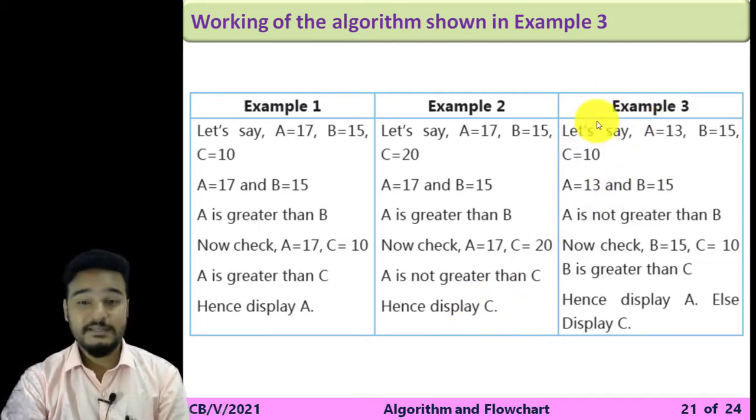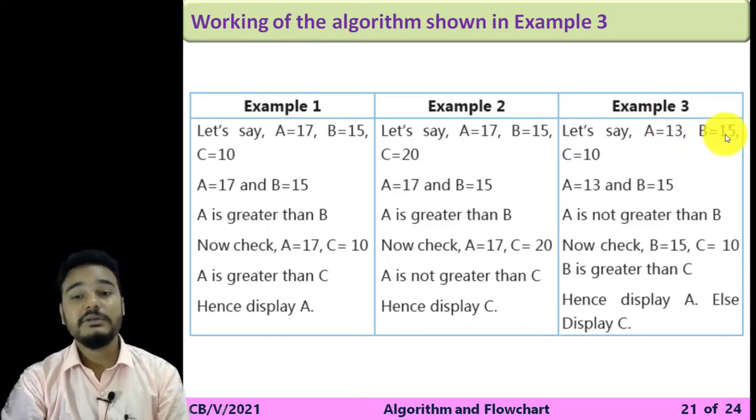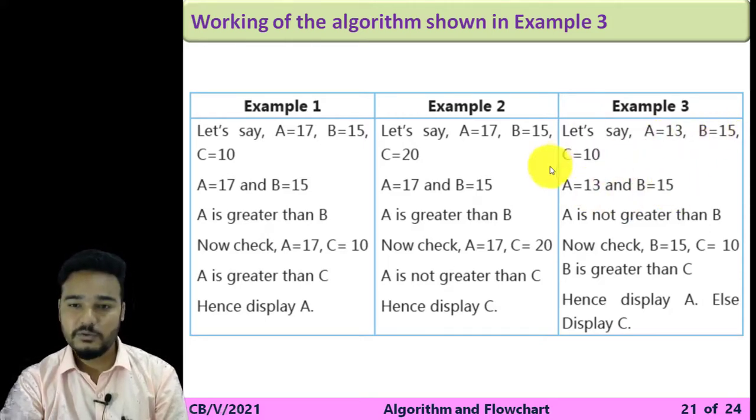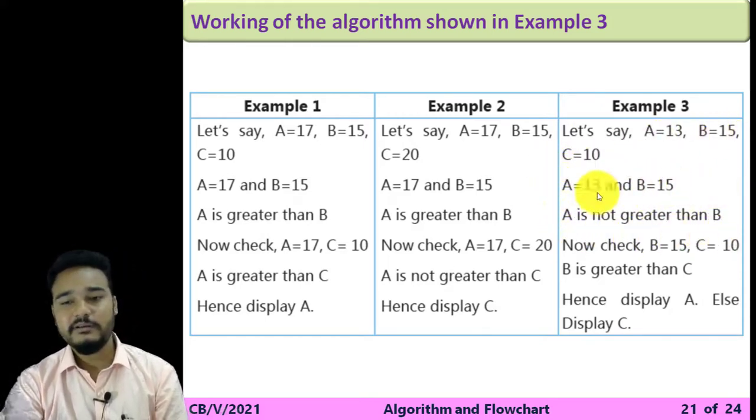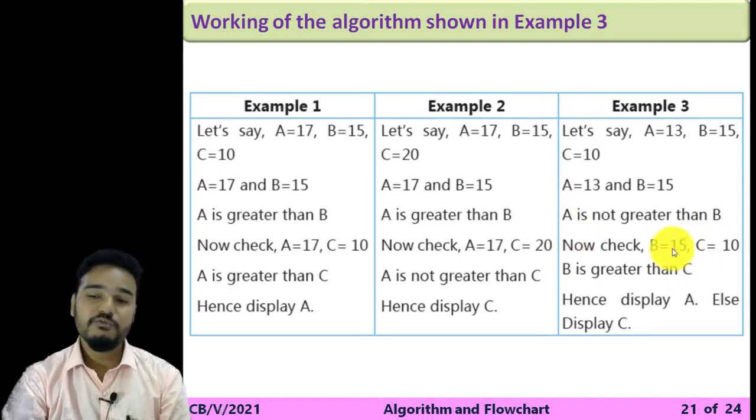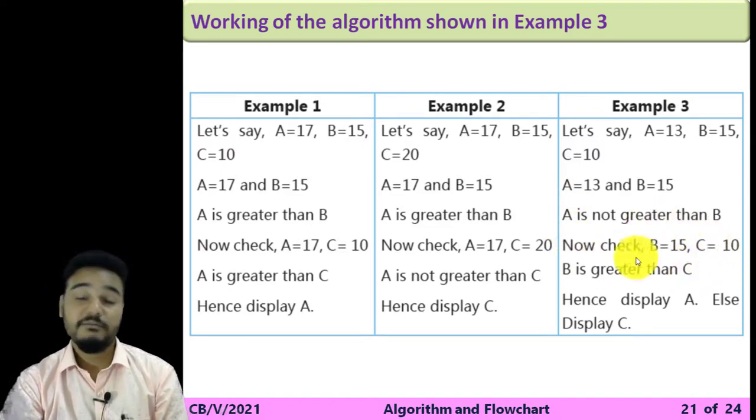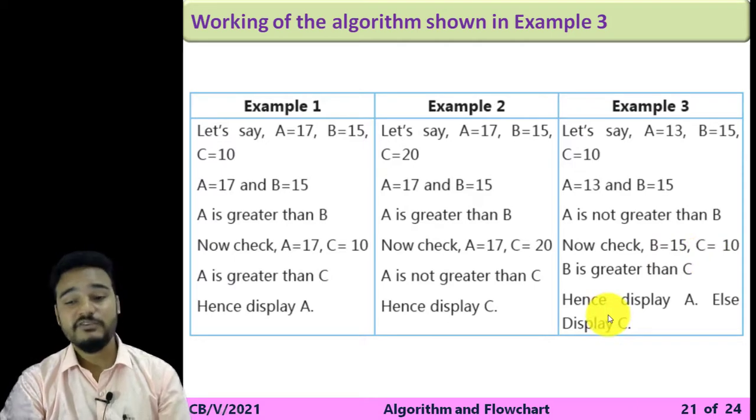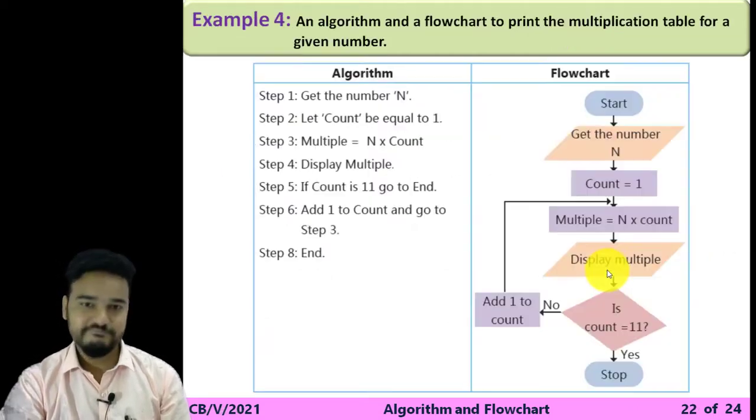Now example 3. A is 13, B is 15, C is 10. We will compare 13 and 15. B will be greater. Now 15 will be compared with 10. Here 15 is the largest. So hence B is the largest number. Got it?